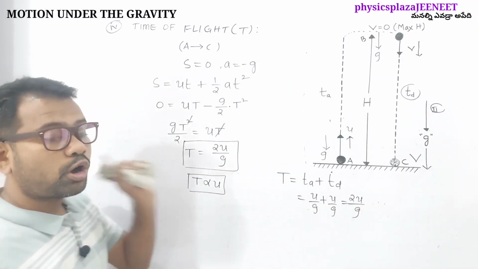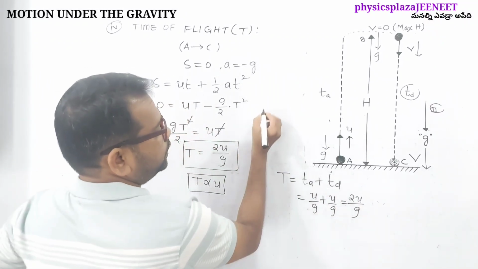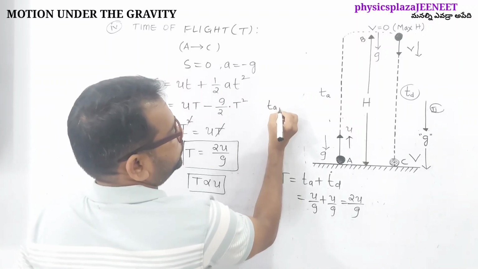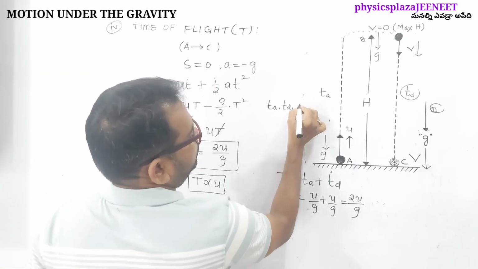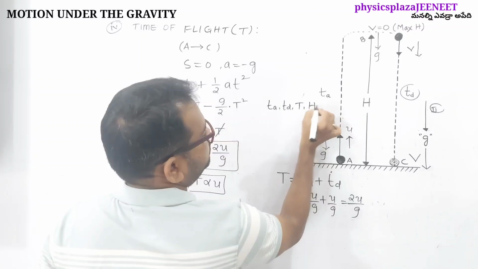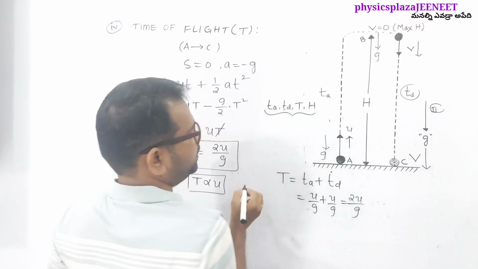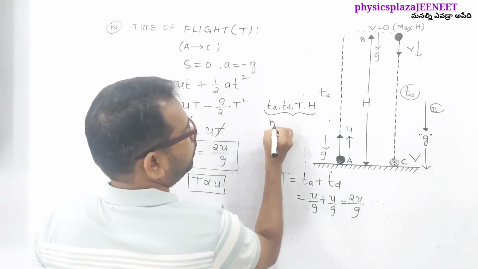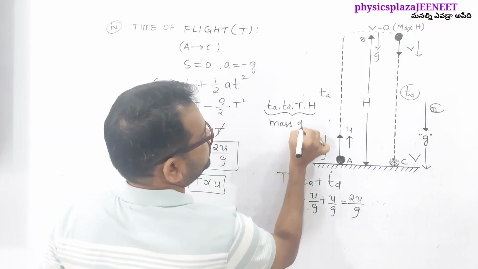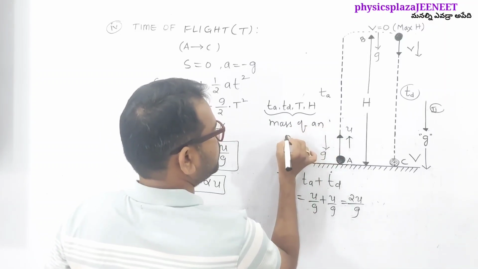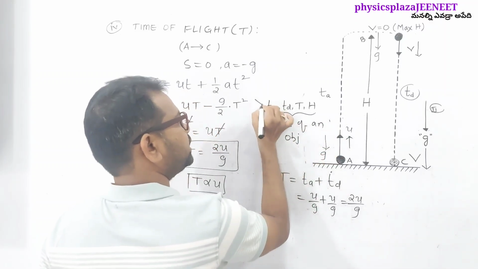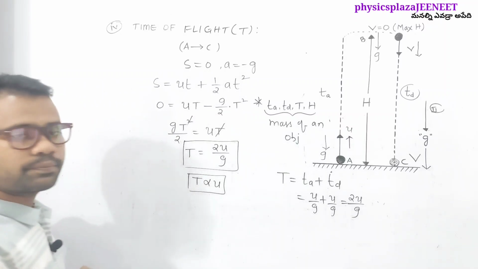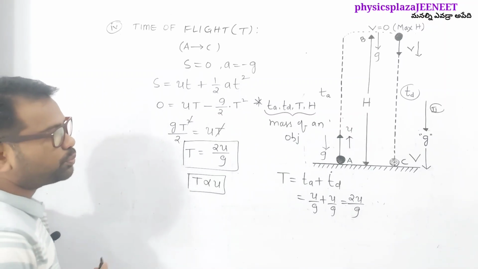Okay, fine. And here one common factor is there, children. Either time of ascent, or time of descent, or time of flight, or maximum height, these parameters do not depend on the mass of an object. Mass of an object, very important. Just copy this.